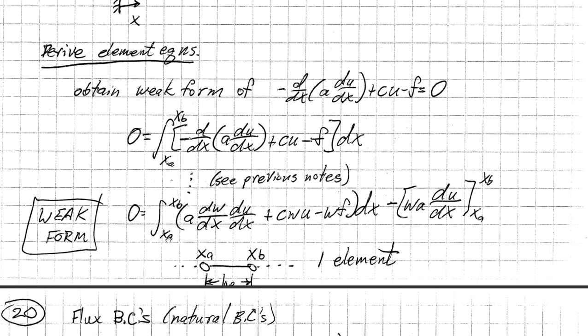Now notice we're going from x_a to x_b. So this is some arbitrary element inside the bar. So you're going to have other elements out here and also out here. First, we just want to focus on this one single element.